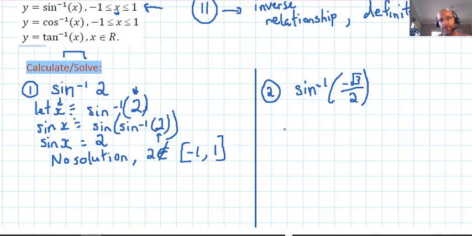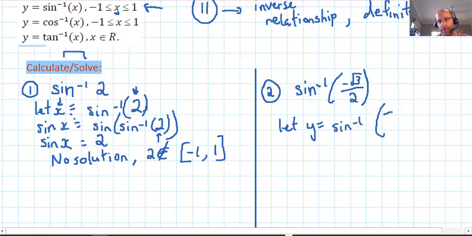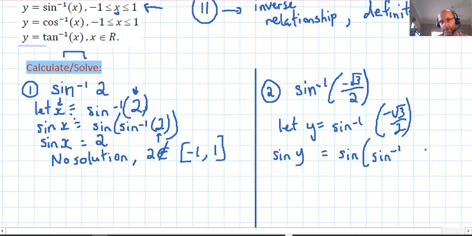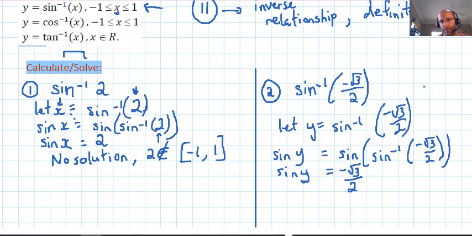So if we've got in example 2 inverse sine of -√3 on 2, let's try this. Let y equal inverse sine of -√3 over 2, and we now can take sines of both sides. So we have sine of y on the left, and we have sine of inverse sine. Get used to writing lots of brackets. -√3 over 2. So we have sine y equals -√3 on 2 on the right.